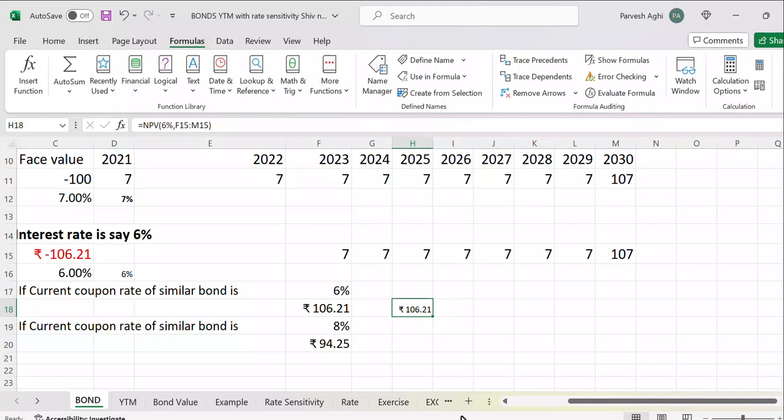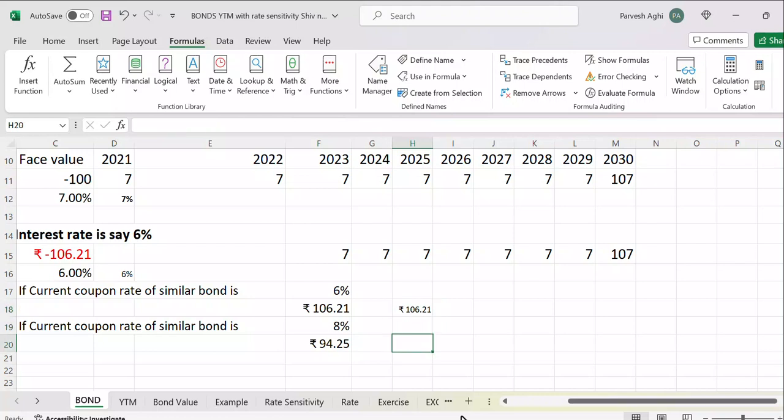So if you go to the market and find that the bond price is 106.21, because you just calculated it that way, okay, fine. And if it's selling at 106.21, then you can buy it from the market or from the issuer. It amounts to the same thing. So you have calculated the theoretical value of the price of the bond by looking at this, isn't it?